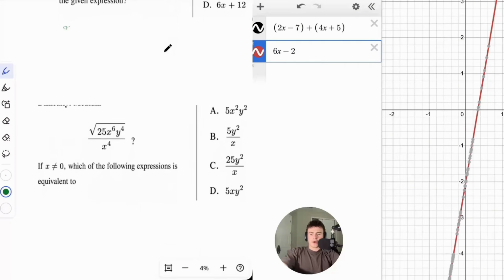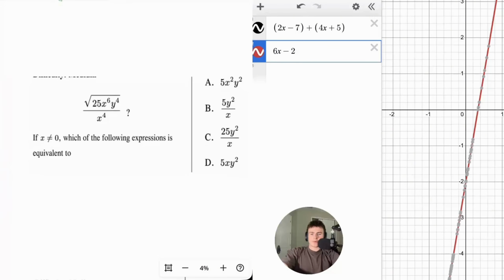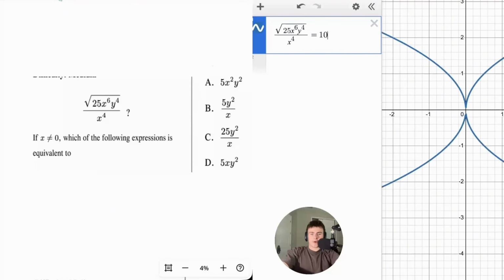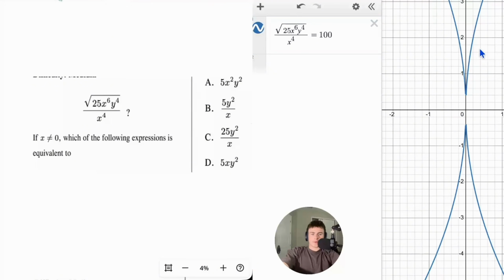Now, moving on, it says, if x is not equal to 0, which of the following expressions is equivalent to this expression, right? So all you want to do here is just type the thing in. Type it in. Square root of 25x to the 6th, y to the 4th, and then on the bottom is x to the 4th. And then this is not going to graph. So I'm going to set this equal to like 100 to see which graph overlaps this one. It's a very weird graph, but the process is the exact same.